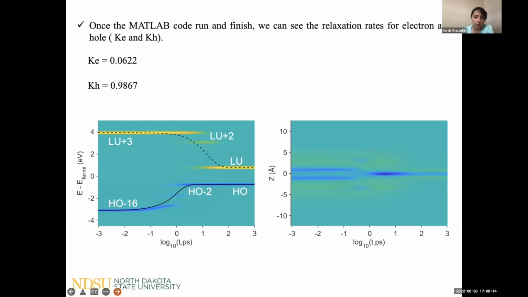So after modifying the MATLAB code, if the whole process goes well, we end up with some plots. One of them, as you can see on the left, is the energy dissipation as a function of time, and as a function of space in the right panel. Also, we can see the relaxation rate for the electron and holes. The electron is shown by the yellowish color, and the hole by the bluish or purplish color.